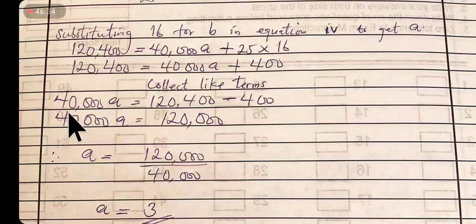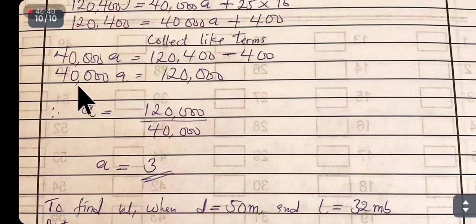That's what we have here. So this is going to be equal to, if you subtract, 120,000. So to get our A, we divide both sides by the coefficient of A, and the coefficient of A is 40,000. So therefore, A is equal to 120,000 all over 40,000. So 0 cancels 0, 0 cancels 0, 0 cancels 0, 0 cancels 0. 12 divided by 4 is 3.